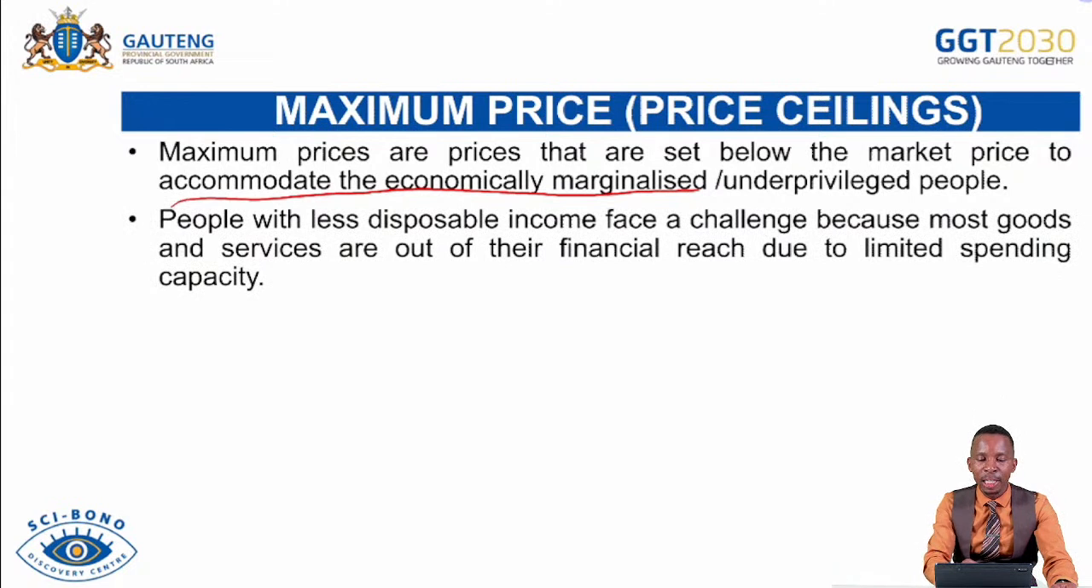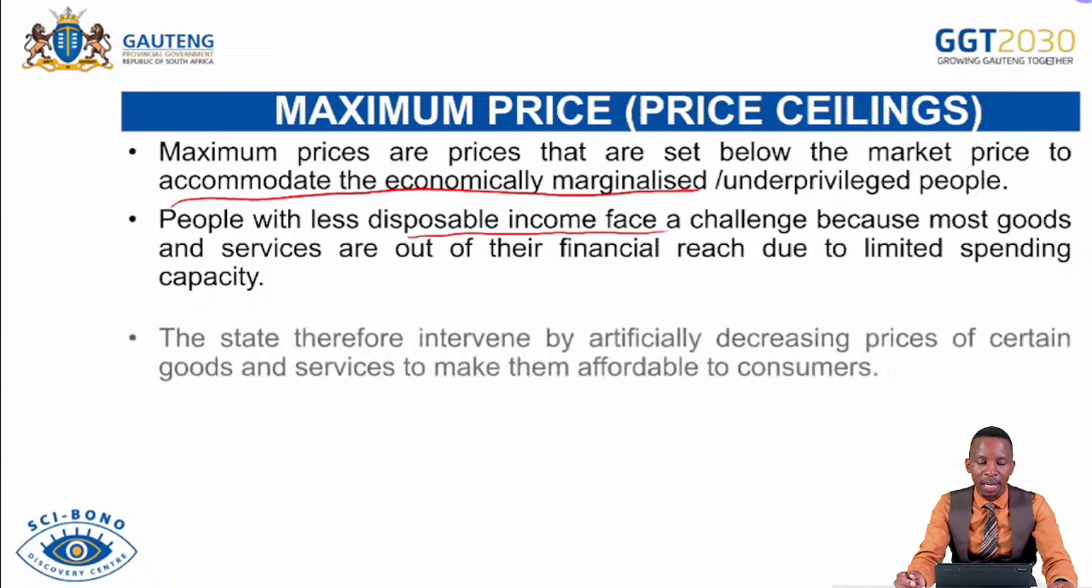People with less disposable income face a challenge because most goods and services are out of their financial reach due to limited spending capacity. So they have less income, therefore they cannot afford to buy the particular product if it's sold at the market price. Therefore, the state intervenes by ensuring that those goods are sold below the market price.